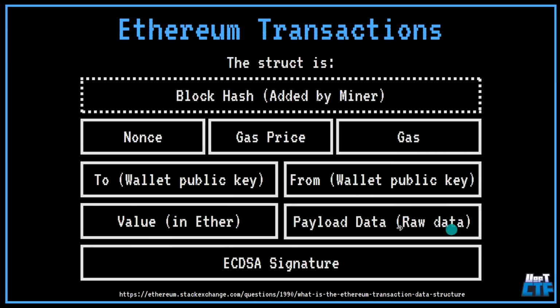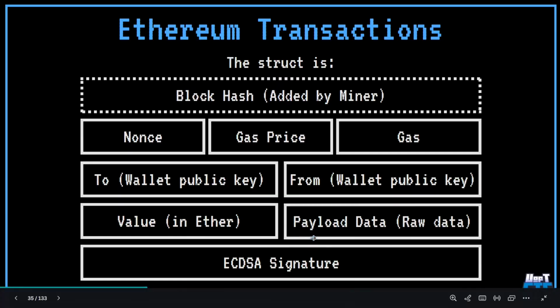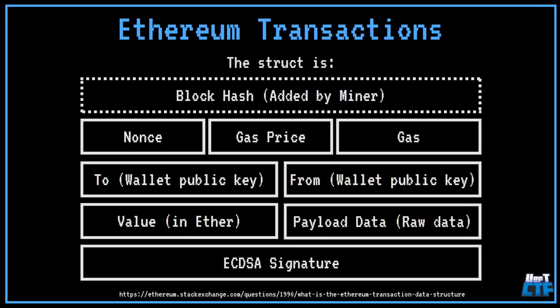And then you have the payload data, the raw data that you're sending, in case you're sending it to contract accounts, you would have that. And then finally, you have your signature to make sure that this transaction is traced back to you, to your account, that you actually issued it.